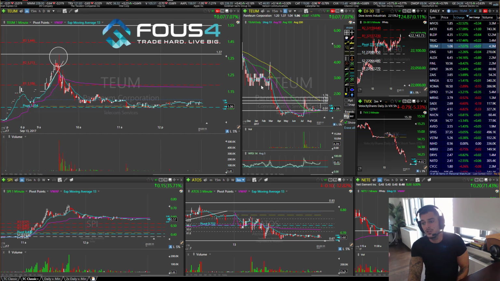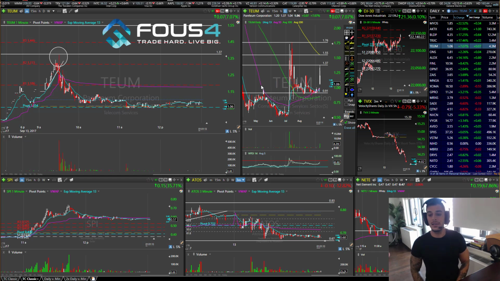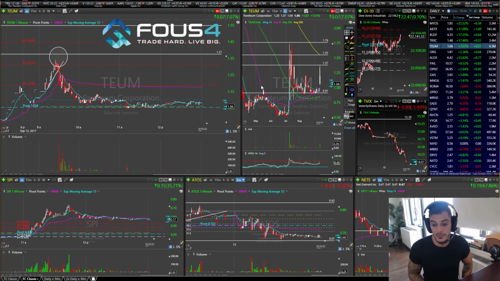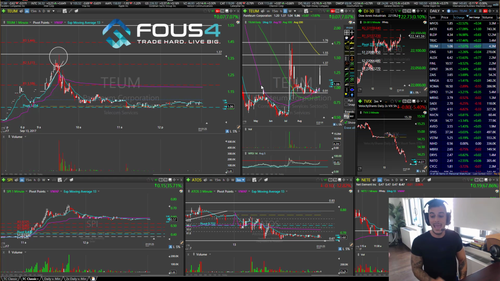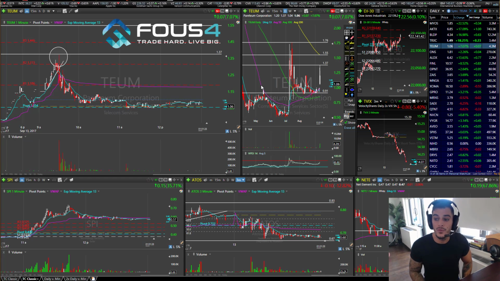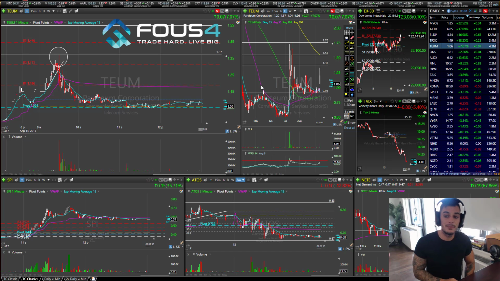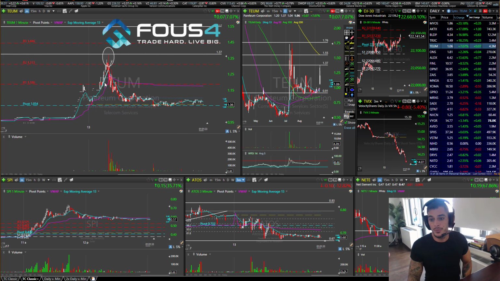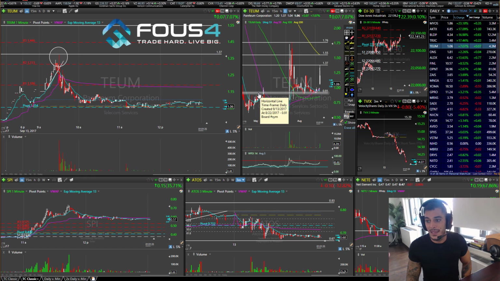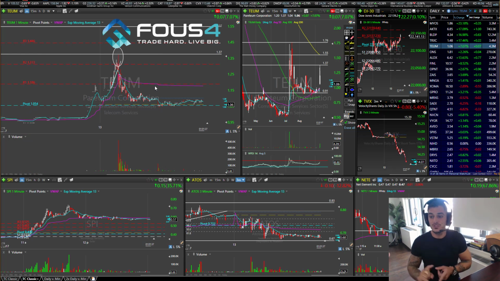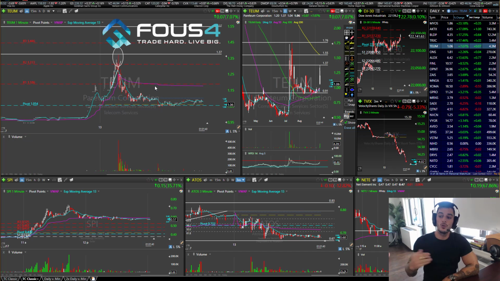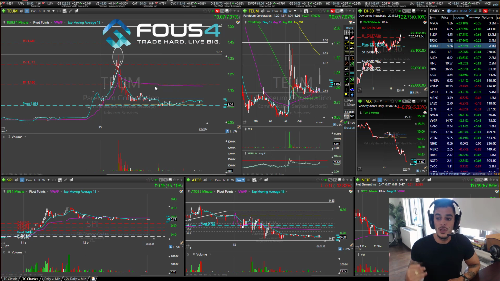So this is a pretty good example to show you guys that almost all the time, and I say almost because there are outliers, almost all the time, former runners will never break their previous resistance levels. The only way that they can is if they exemplify more volume than they did on the previous attempt to break out. And TEUM is a pretty good example of this. Again, another way to gauge a former runner: establish your resistance levels, establish historical price action, and more importantly, establish volume relative to previous breakouts.